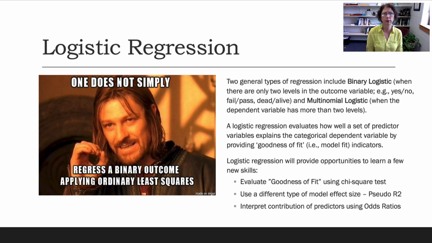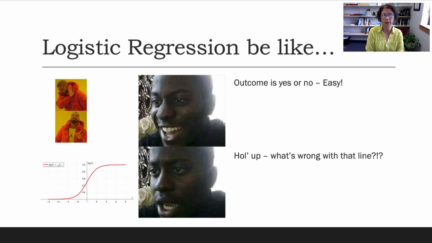A logistic regression evaluates how well a set of predictors explains the categorical dependent variable. And we do this by looking at goodness of fit. You'll see that term used sometimes. So we're going to learn some new skills here. We're going to evaluate goodness of fit with the chi-square test. We're going to use a different type of model effect size, called pseudo R-squared. And we're going to interpret contributions of the predictors using odds ratios. So let's see what this looks like.